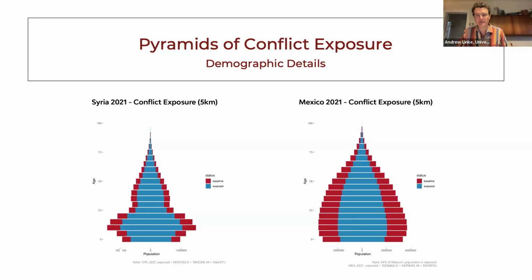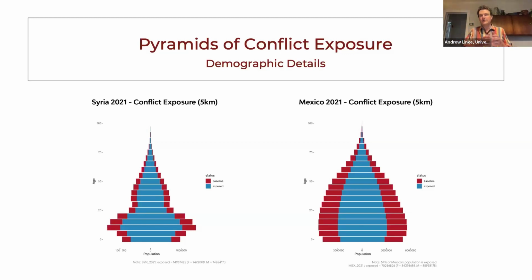That's one of the key points. So we have very young populations, and populations that are essentially by default civilians being exposed at extremely high rates. It's not only the older or middle-aged men that are affected by this kind of violence.